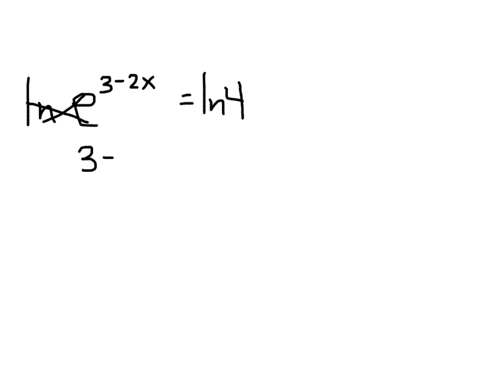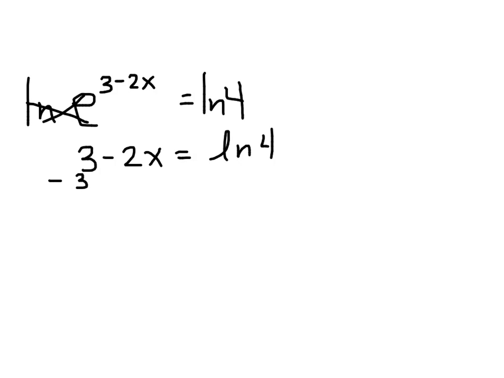e to the 3 minus 2x equals 4. So first things first, is there any adding and subtracting outside the exponent? No. Is there any multiplying or dividing on the outside of the exponent? No. So how do I get rid of e? I ln both sides. When I do that, they cancel out, leaving me 3 minus 2x equals the ln of 4.